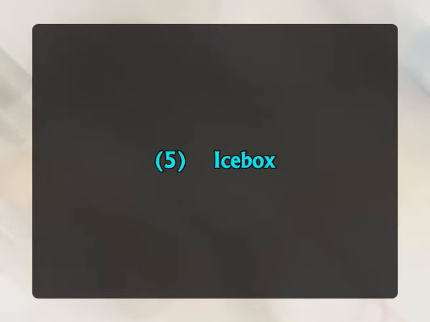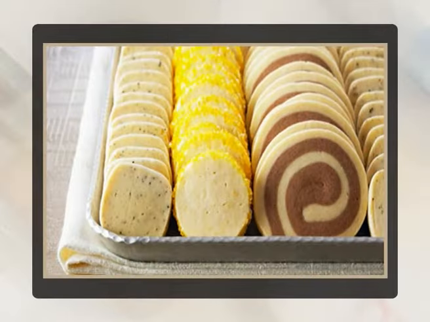Number five, icebox. The icebox or refrigerator method is ideal to have freshly baked cookies. The rolls of dough can be prepared in advance and stored. Cookies are prepared and baked as needed. This method is used for making multicolored cookies in various designs such as checkerboard and pinwheel cookies.